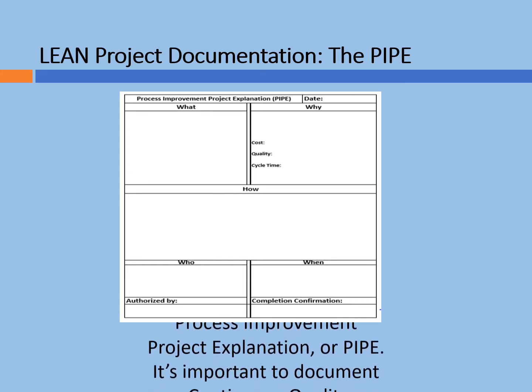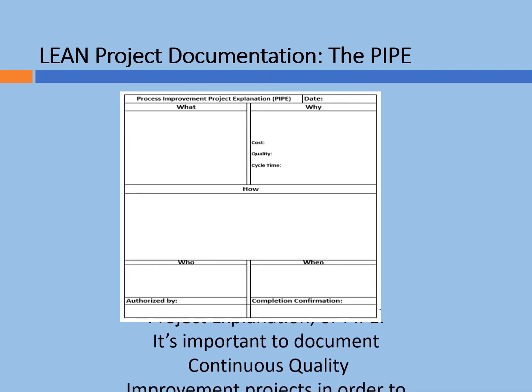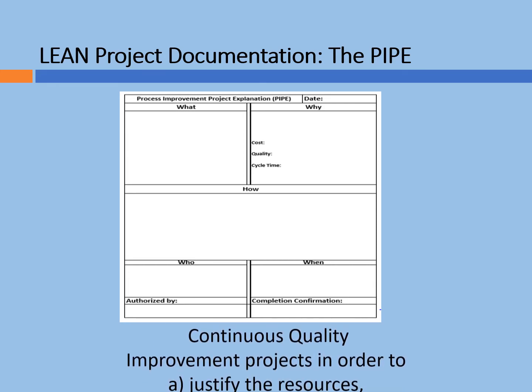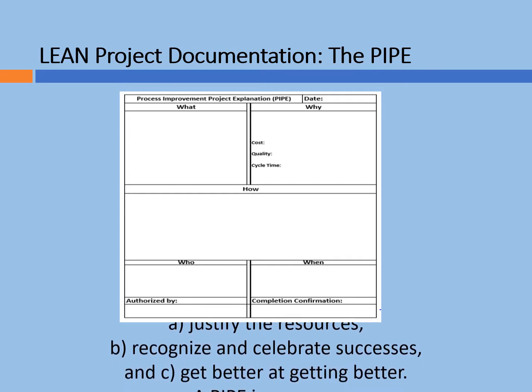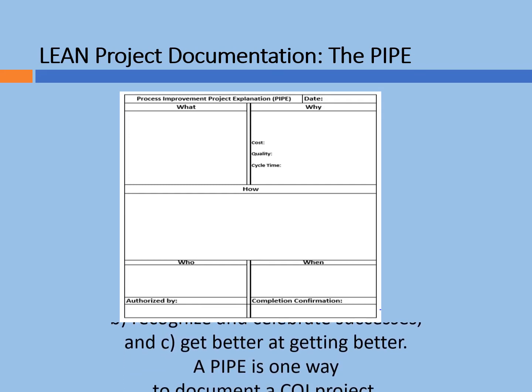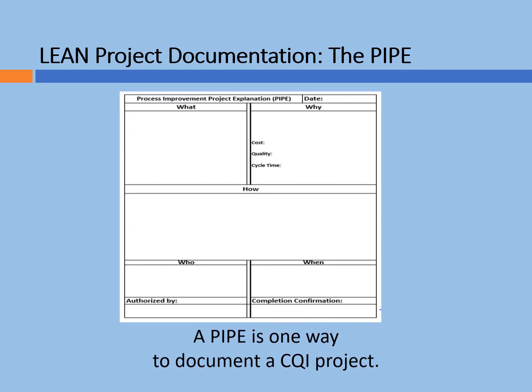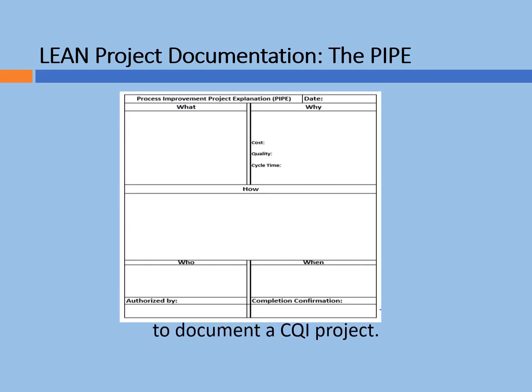It's important to document continuous quality improvement projects in order to A, justify the resources, B, recognize and celebrate successes, and C, get better at getting better. A PIPE is one way to document a continuous quality improvement project.